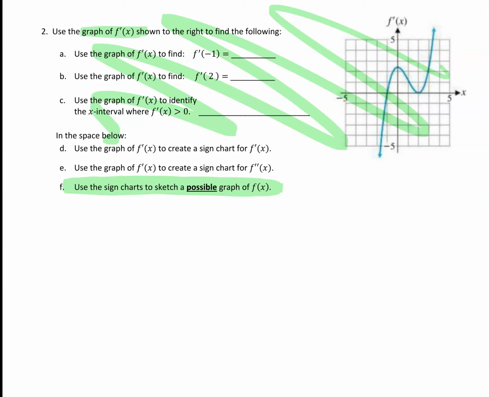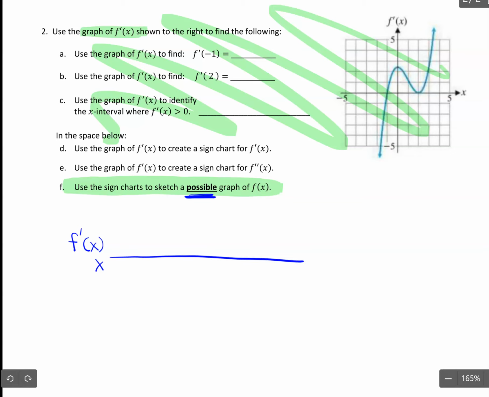Well, some points on the graph would be nice, but we don't have those. That's why it's a possible graph of the function. But I would need to know something about the first derivative, so I would probably create a first derivative sign chart, and that'll tell me local extrema, local mins and maxes, slopes of tangent lines of the original f of x graph. And I would need the second derivative sign chart. That'll tell me the shape or the concavity of that f of x graph.